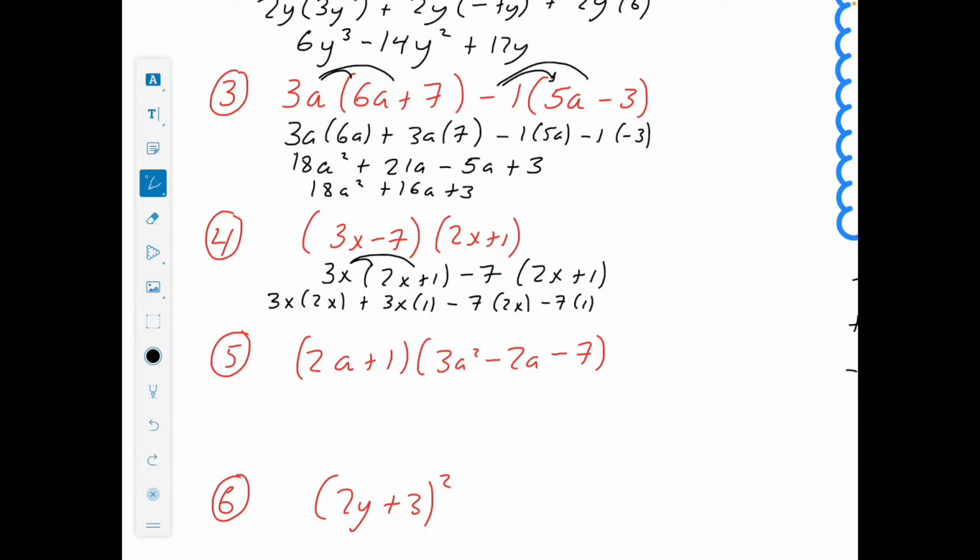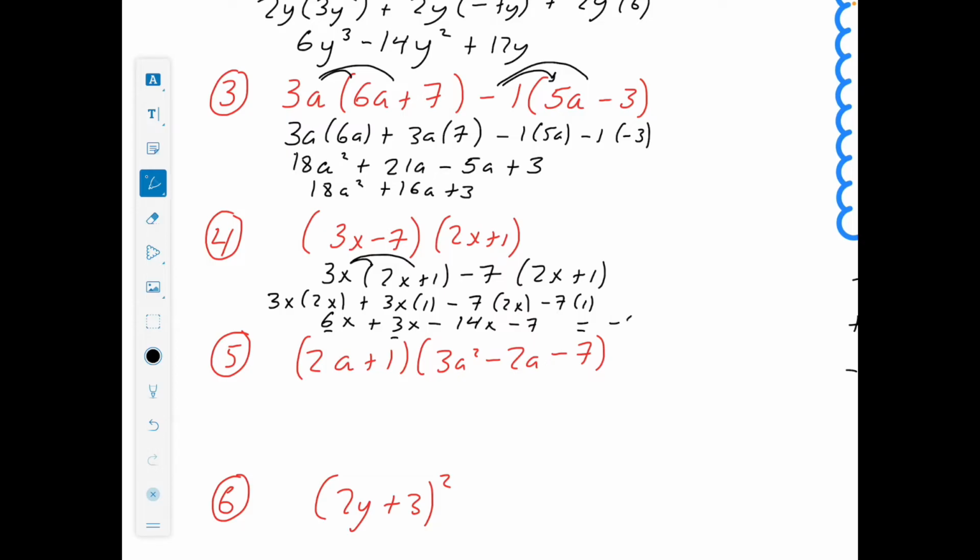And then we've minus 7 multiplied by 2x, minus 7 multiplied by 1. This here, 3x multiplied by 2x, that's going to give me 6x squared. 3x multiplied by 1 will give me 3x. Minus 7 multiplied by 2x will be minus 14x. And then minus 7 multiplied by 1 will be minus 7.